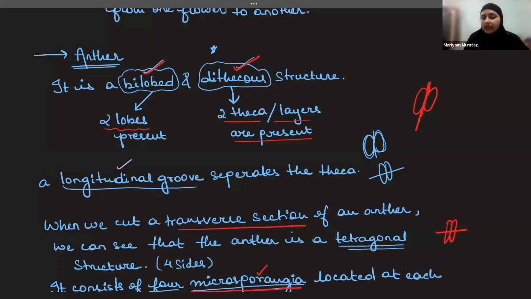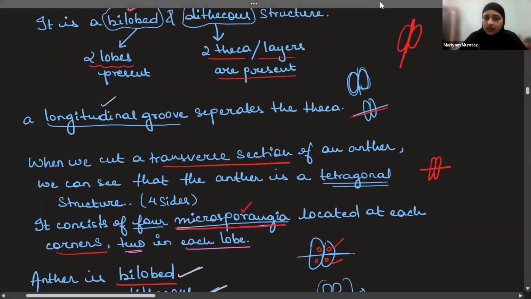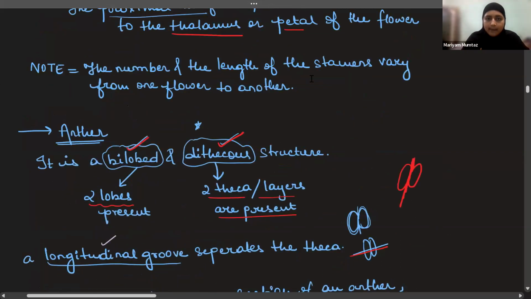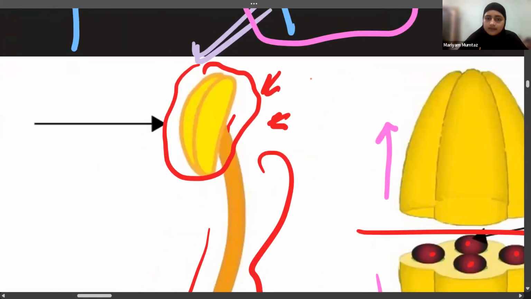Now, a longitudinal groove separates the two theca. What is theca? Theca is a layer. The two layers that form the anther, that is the theca. Now, do you see this line right in the middle? This is that longitudinal groove that is separating the two theca, or two lobes, into two halves.